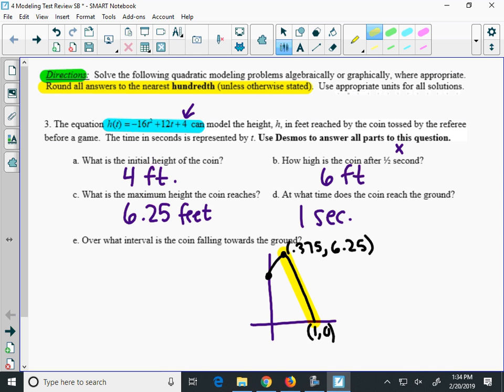Now, where the coin is falling towards the ground is this interval, that part of the graph right there. And remember, an interval is always looking at the x values. So the x values here are 0.375 to 1. That's the time interval from 0.375 seconds to 1 second when the coin is falling towards the ground. And we typically write that as an inequality.